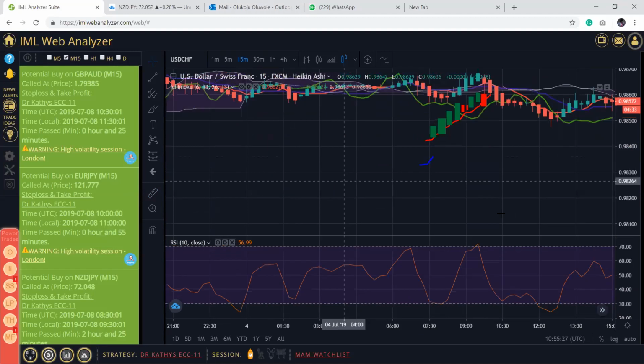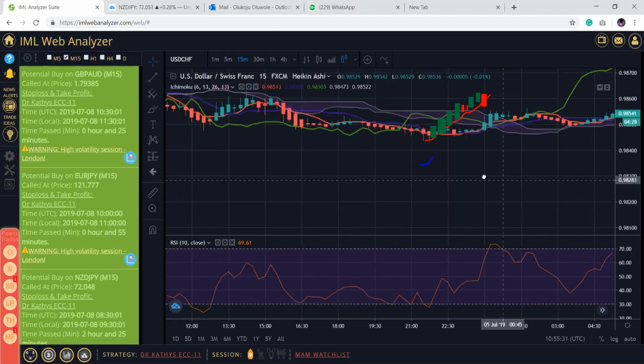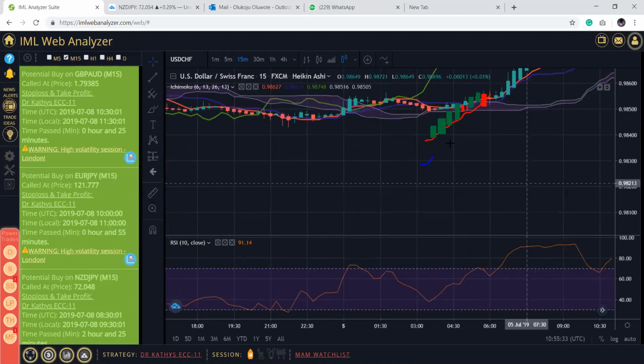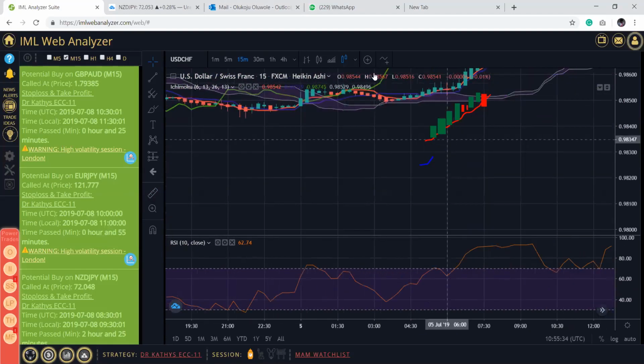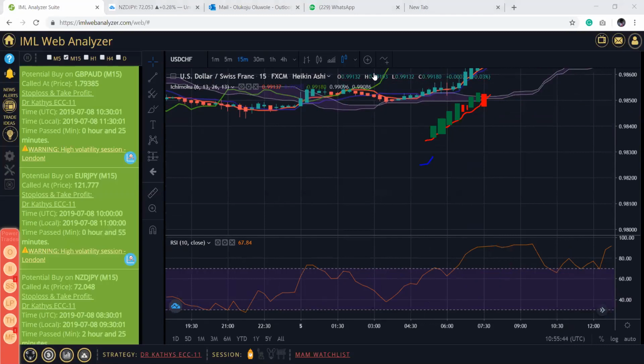So this will always give you profit if you understand how it works. What I want you to do is that we're going to start having a group work, okay? If you are subscribed to Web Analyzer, please type in 3. I want to know how many of you have Web Analyzer right now.